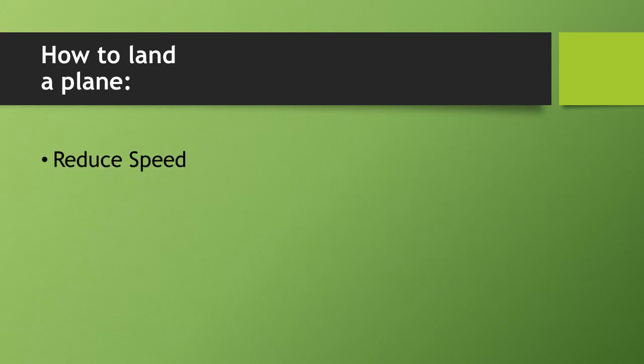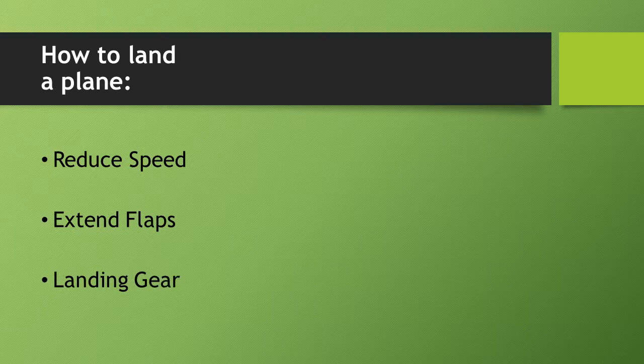Reduce speed to 80 to 100 knots as shown on the airspeed indicator to descend. Extend flaps up to 100% if needed as speed decreases. Landing gear should be lowered and locked into place. You must have 3 indicator lights in order to land safely.